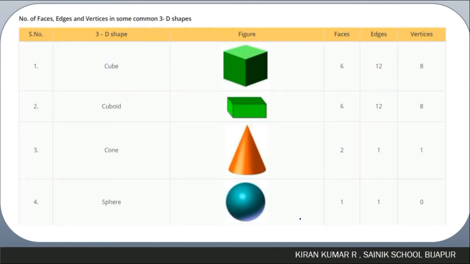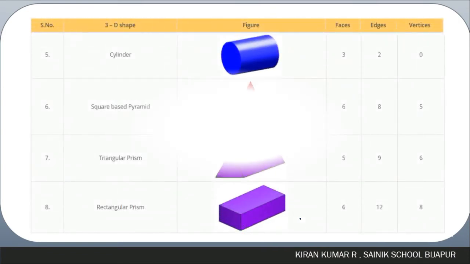And in a sphere, we have only one face, which is spherical, and the number of edges, we consider it as 1. And there is no vertex. In a cylinder, we have 3 faces, 2 edges, and 0 vertices. In a square-shaped pyramid, we have 6 faces, 8 edges, and 5 vertices. In a triangular prism, we have 5 faces, 9 edges, and 6 vertices. In a rectangular prism, which is the same as a cuboid, we have 6 faces, 12 edges, and 8 vertices.